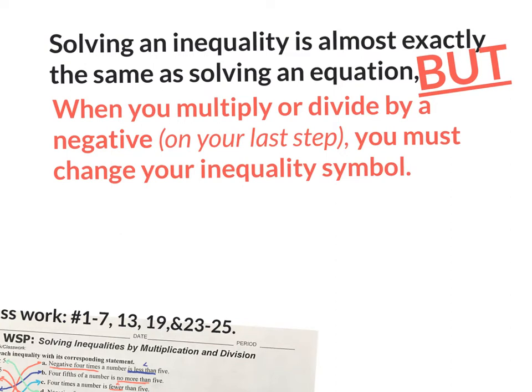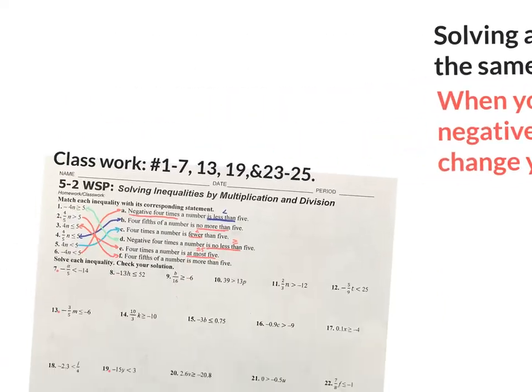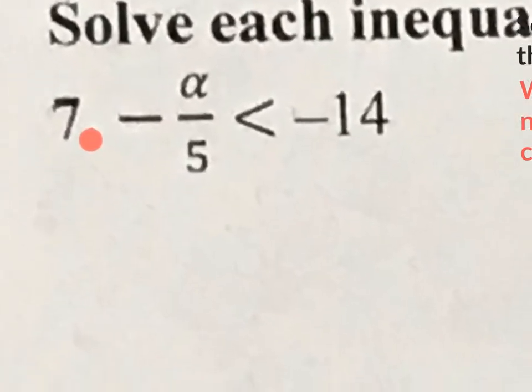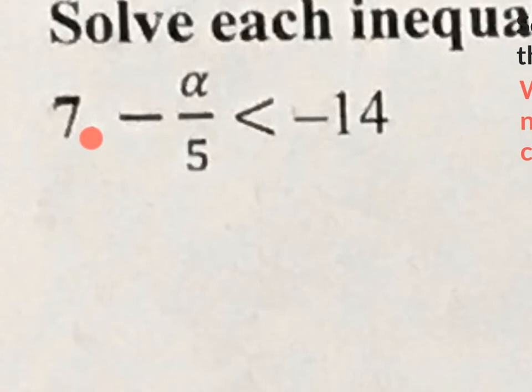Okay, so let's go back to the worksheet and let's actually solve this like it were an equation. But let's just remember that detail. If you multiply or divide by a negative on your last step, you have to change the inequality symbol. So we have A right here. We want to get it by itself. You don't want anything else. Let's get rid of this divided by 5. How do you get rid of the divided by 5?